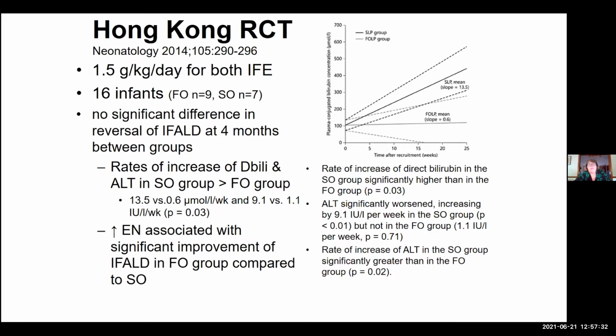And the outcome that was supposed to be the reversal rate of IFALD at 4 months between the two groups. At that time, they showed that the increase in bilirubin levels was greater in the soybean oil treated group in comparison to fish oil, and that the kids in the fish oil group had a greater rate of advancement of enteral nutrition. But the most important thing is the reason why the study was stopped. What happened was, as people started hearing about fish oil monotherapy, parents did not want their child to be randomized to the soybean oil arm, so they refused to be part of the study. They had trouble recruiting, so they stopped the study and published what they had for data.